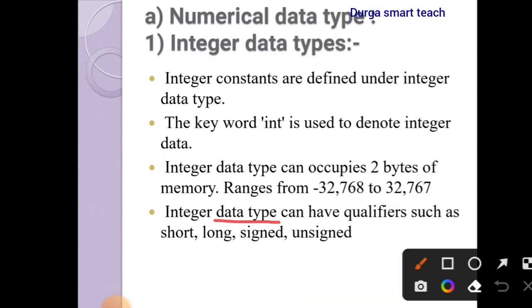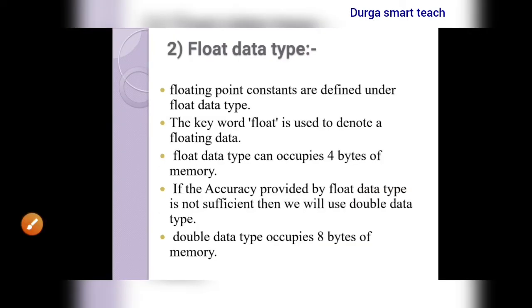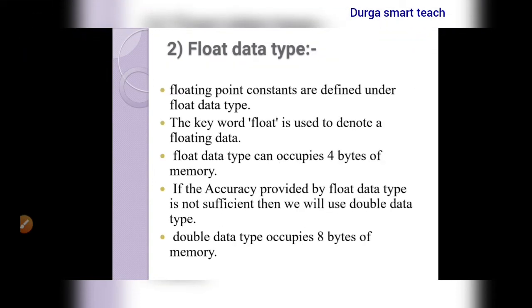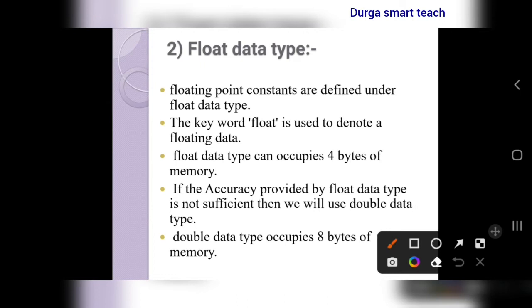Integer type can have qualifiers such as short, long, signed, unsigned. Numerical data type. The next type is float data type. So one is integer data type and another one is floating point data type. Here floating point constants are defined under float data type. The keyword float is used to denote floating data type.